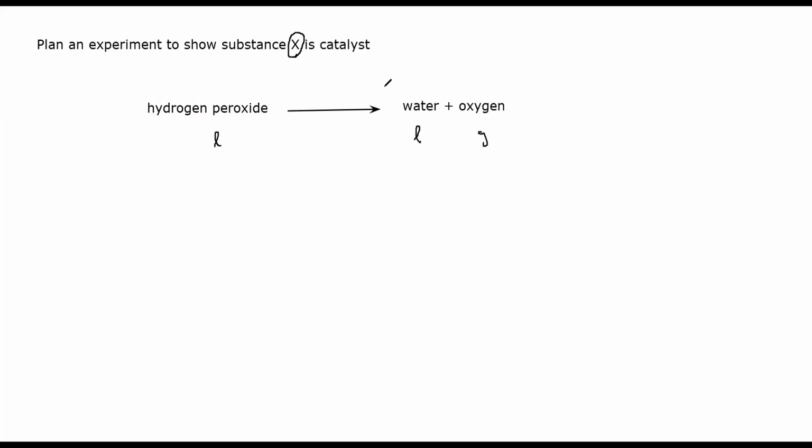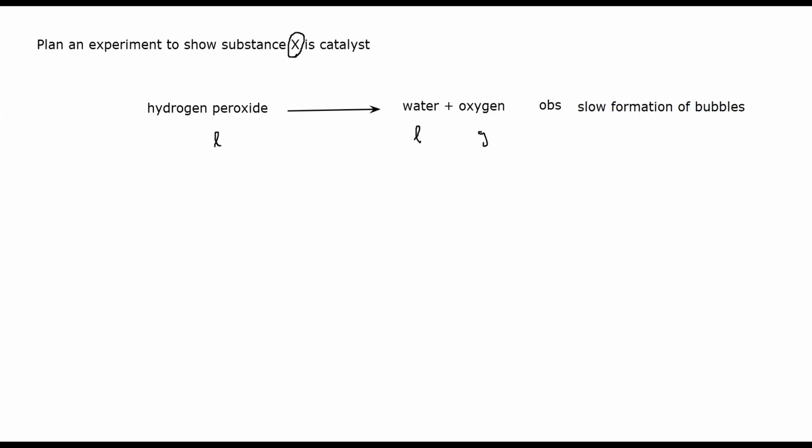So when this reaction occurs, what is the observation? What will I observe? If a gas is given off during a chemical reaction, we'll see bubbles. So there will be bubbles of colorless gas, but because the reaction is very slow, there is slow formation of bubbles.